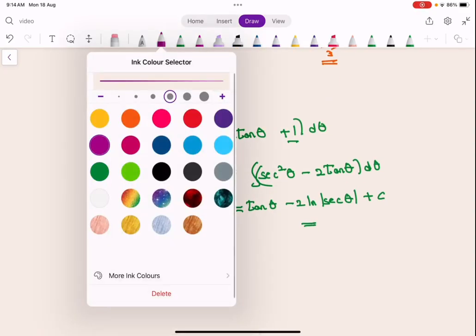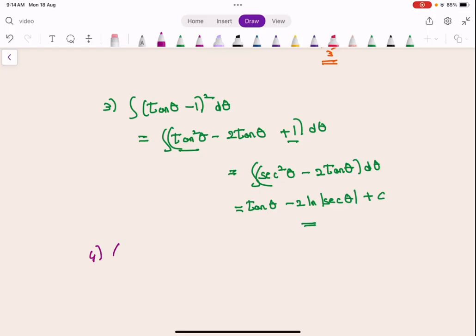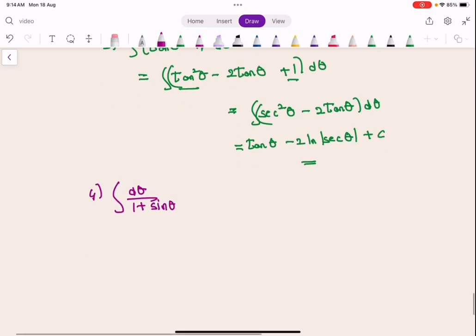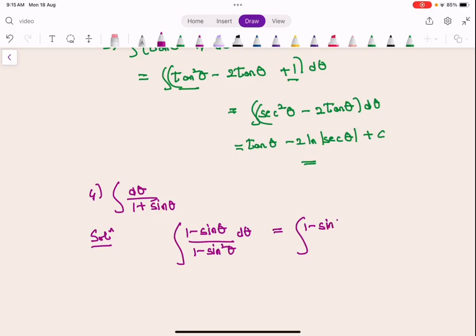Let's go to the next question. That would be evaluate integral d theta by 1 plus sine theta. So let's start with the solution. We rationalize, so you multiply and divide by 1 minus sine theta, and the denominator becomes 1 plus sine theta into 1 minus sine theta, which is 1 minus sine squared theta d theta. So this becomes integral 1 minus sine theta. What is 1 minus sine squared theta? Cos squared theta d theta.